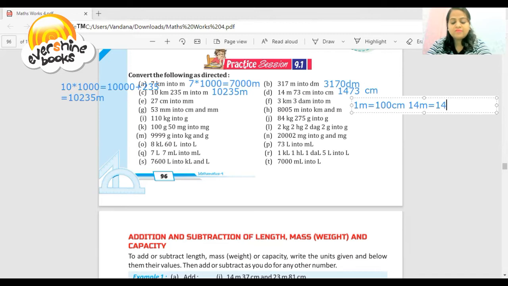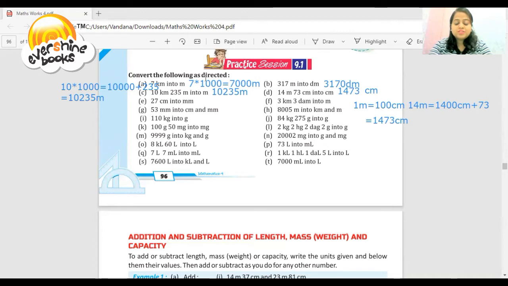So students, after doing the conversion, you have to write the addition. You have to write the value of 73 here, and you will get the answer then 1000. You will get the answer here, 1473 centimeter. Okay. So you will get the answer.